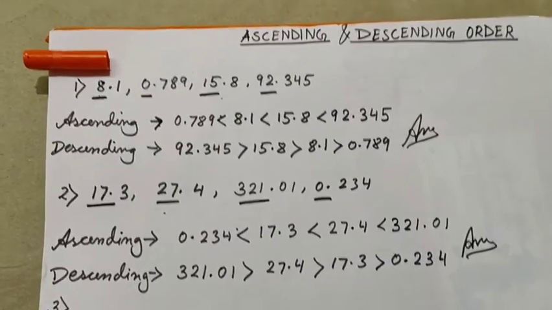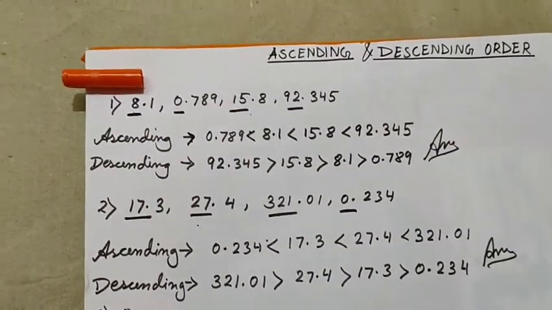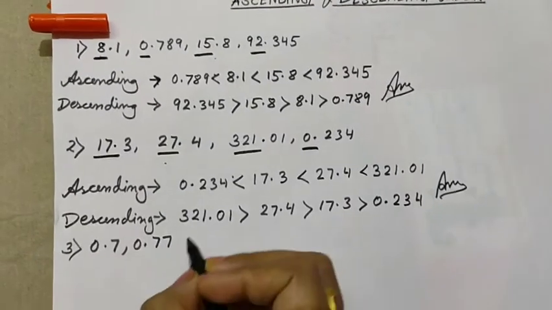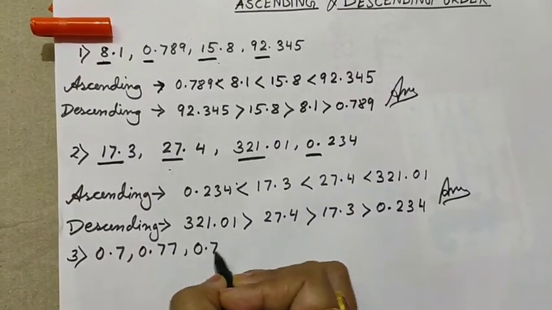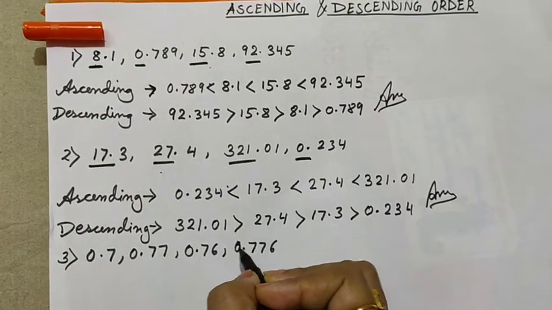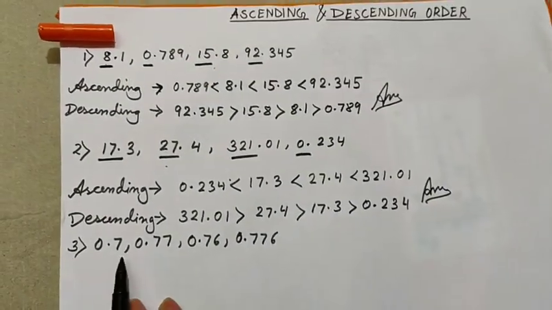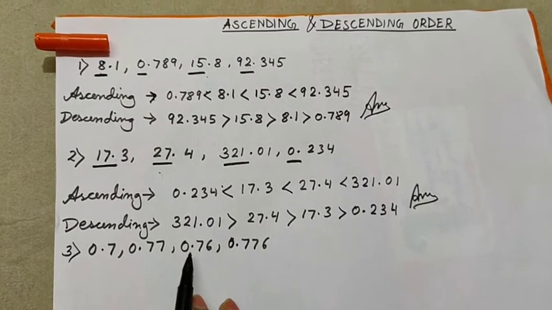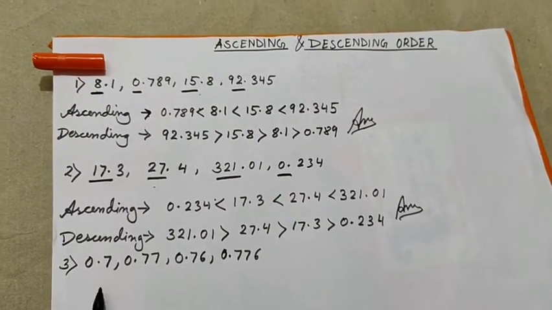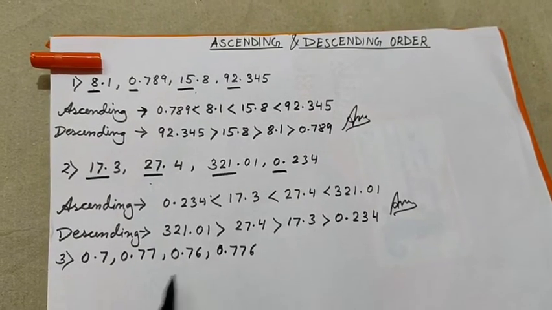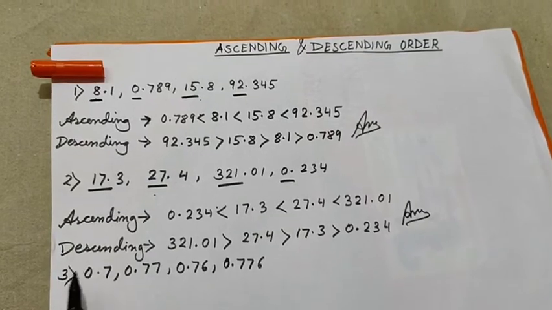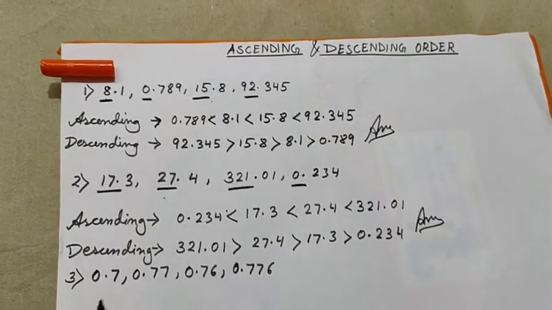Now if the question is 0.7, 0.77, 0.76 and 0.776, okay, you have to arrange these numbers in ascending order and in descending order. How will you do it? Now you can see, first we will compare the whole numbers.